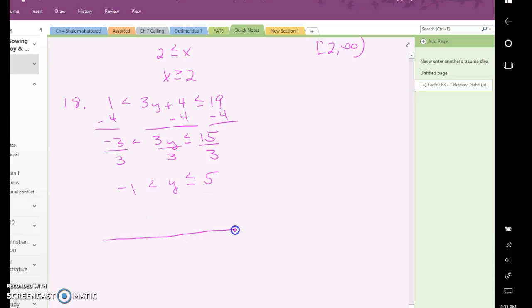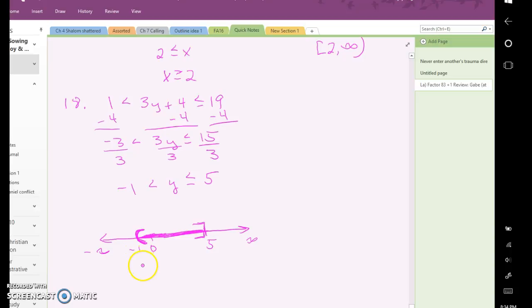Okay, so what we're saying is, on a number line where we have -1, 0, and all the way up to 5, y is in between -1 and 5. So let's go ahead and shade that in. On the -1 side, -1 is less than y, not less than or equal to, so we do a parentheses. And on the 5 side, y is less than or equal to 5, so we do a bracket. And that is what the graph looks like.